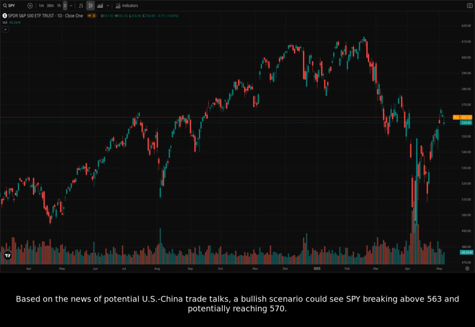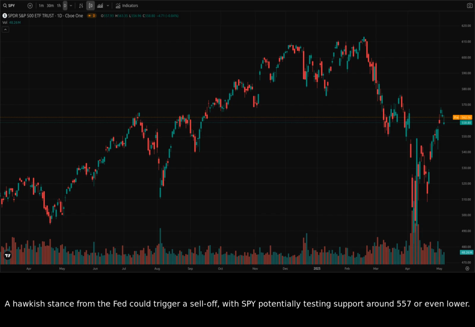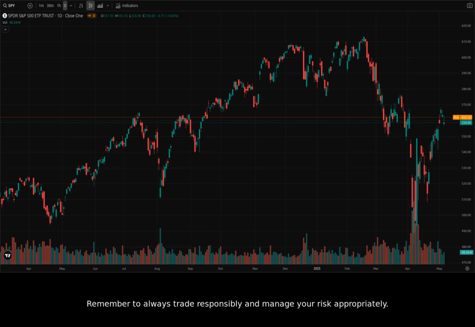Based on the news of potential U.S.-China trade talks, a bullish scenario could see SPY breaking above 563 and potentially reaching 570. However, the Fed's decision could introduce volatility. A hawkish stance from the Fed could trigger a sell-off, with SPY potentially testing support around 557 or even lower. Given the current market conditions, a neutral to slightly bullish outlook seems reasonable, with careful monitoring of the Fed's announcement being crucial. Remember to always trade responsibly and manage your risk appropriately.